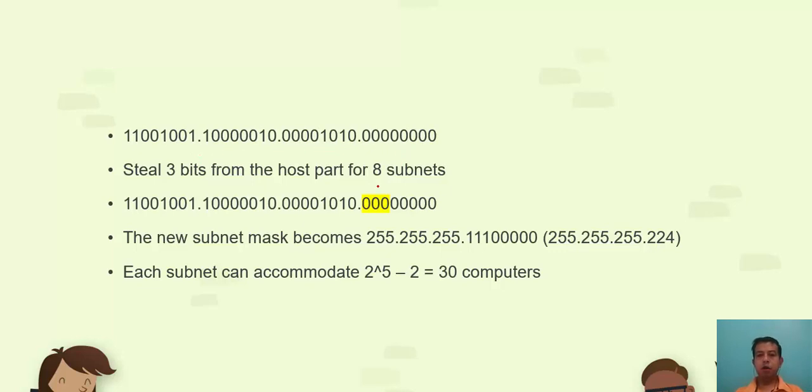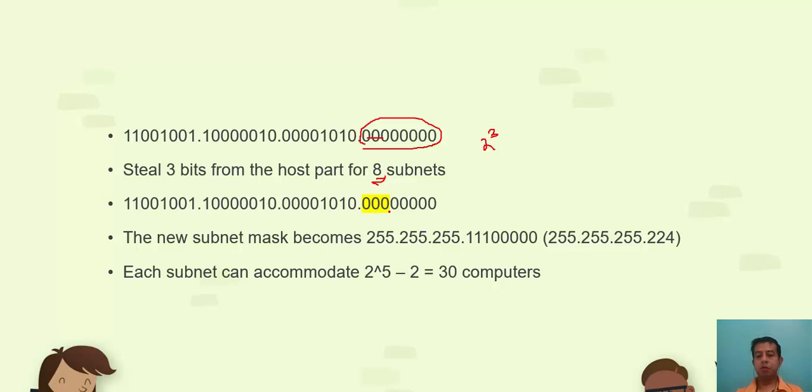Now remember, we require 8 subnets. So for 8 subnets, we require 3 bits. Using 3 bits, we can represent up to 8 subnets. So 3 bits is sufficient to create my 8 subnets. From where will I take the bits? I will take the bits from the host part. Remember, in class C, the last 8 bits are the host part. So we have to take away 3 bits from the left side. So 3 bits we have to take for creating my subnets.